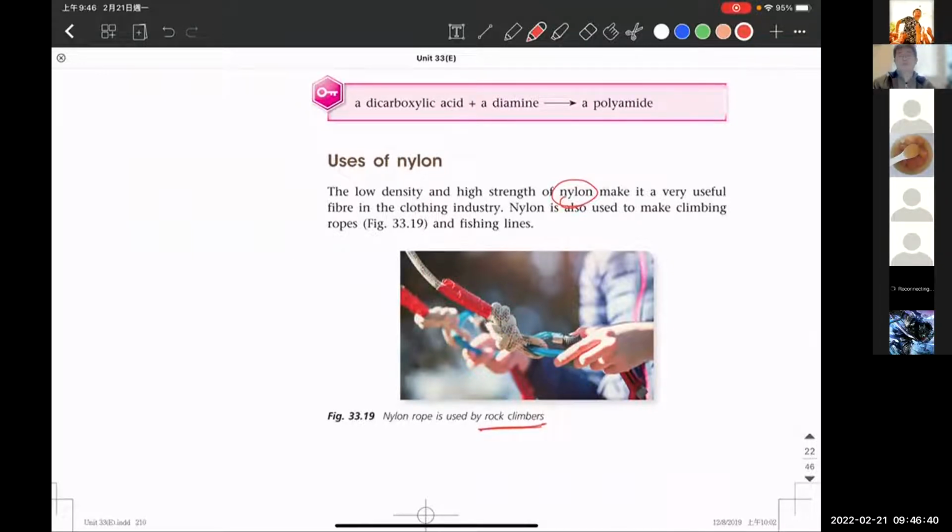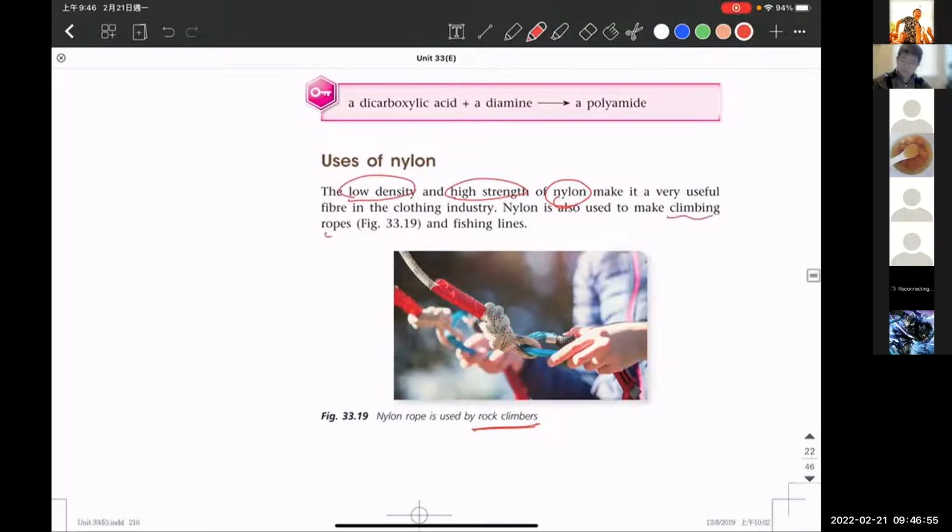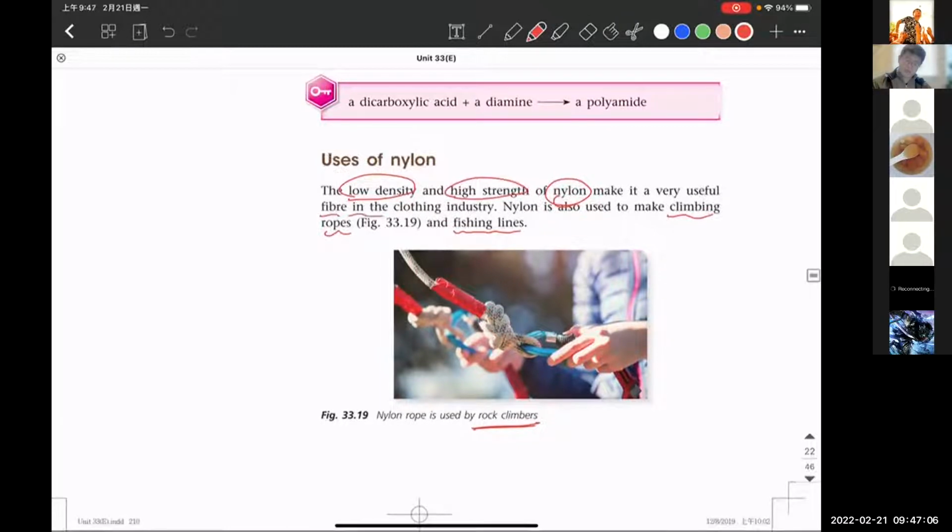Now, what is so special about nylon is that rock climbers will use nylon thread, because nylon at the same time has a low density, but it can also have a very high strength, such that you can use it as climbing ropes. All of you please underline it. Fishing lines will use nylon. Also, nylon can be used in fabrics in the clothing industry.